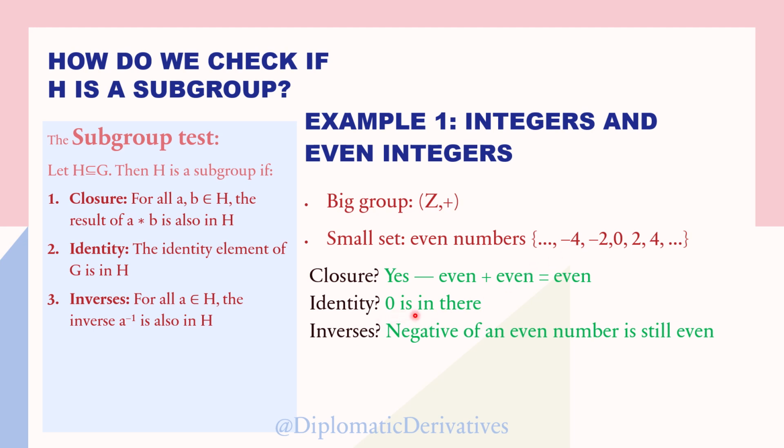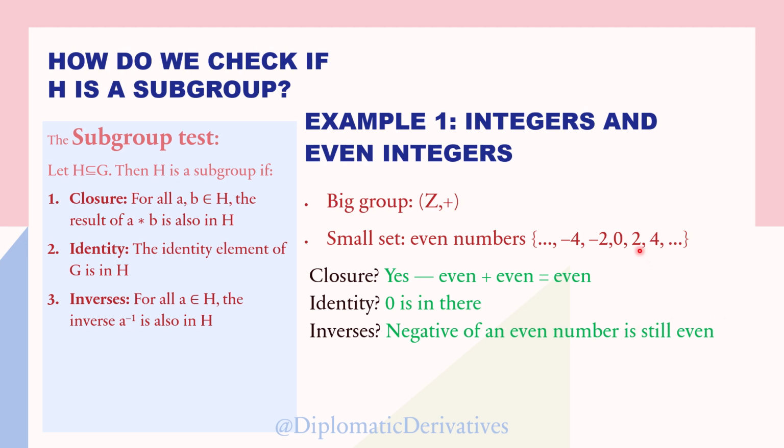Identity, 0 is in there. So we have 0. And even for this bigger group, the identity element is 0. And that 0 is present in the smaller set, right? So identity is present. Inverses, negative of an even number is still even.